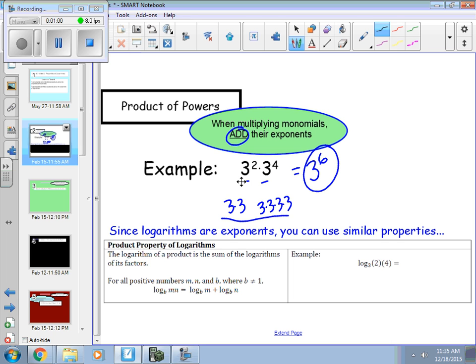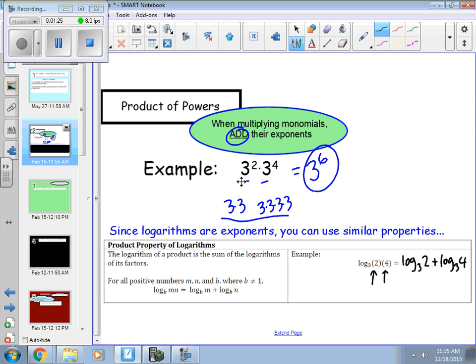Okay, so if we apply that to logarithms, something very similar happens. If you have a log of two things being multiplied, that's the same as log, whatever the base is stays the same, of the first thing plus log with the same base of the second thing. So it's log of one plus log of the other. And the reverse is true too.